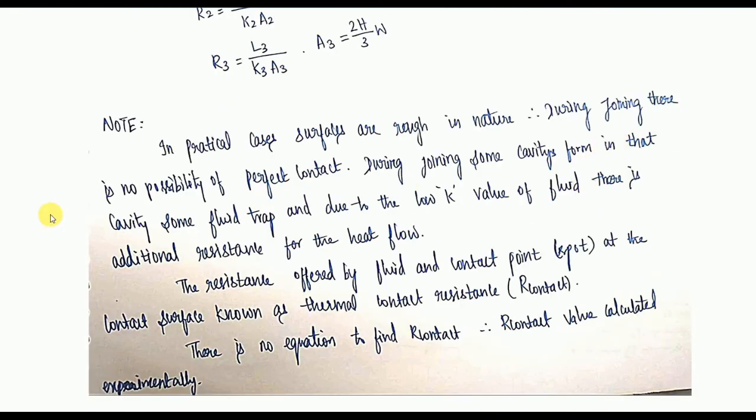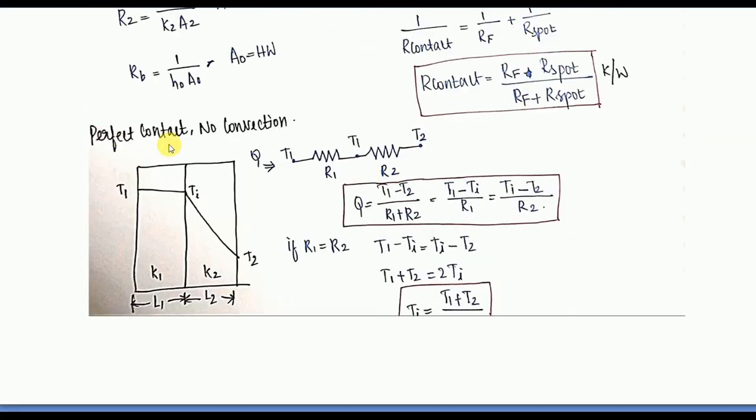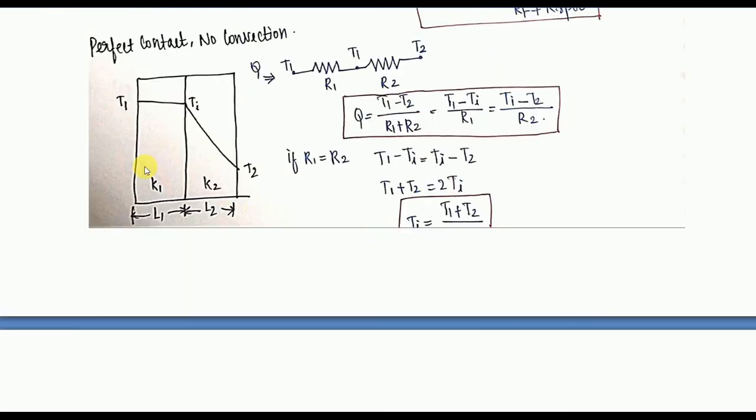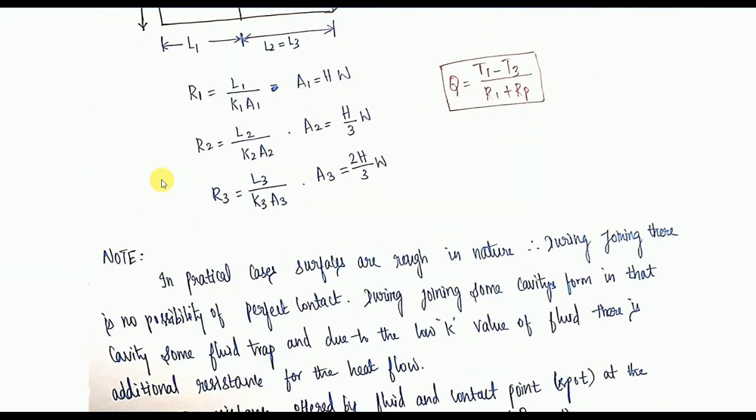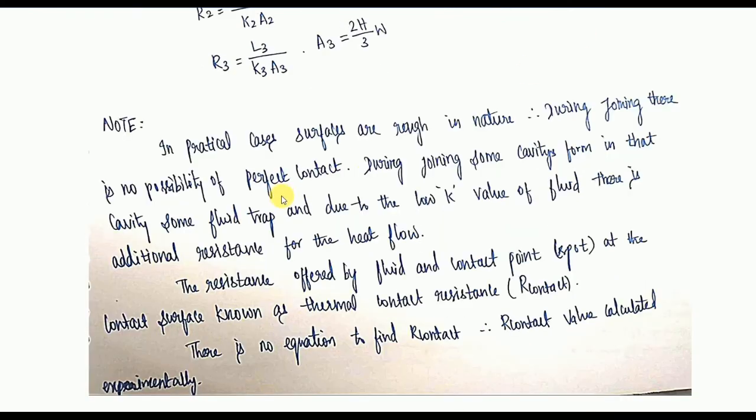See, during the joining, there is no possibility of perfect contact. Here we have seen perfect contact because we have imagined the perfect concept, because in problems they will ask for perfect contact. We should not say that I won't solve the problem because it is not perfect contact everywhere. Perfect contact is not possible everywhere, but if it is given, you have to solve it, because we have to imagine, right?